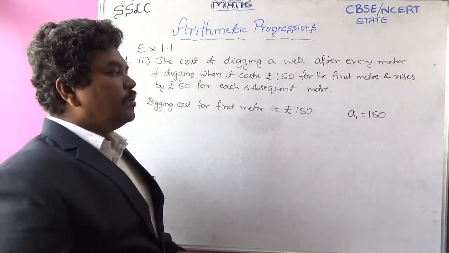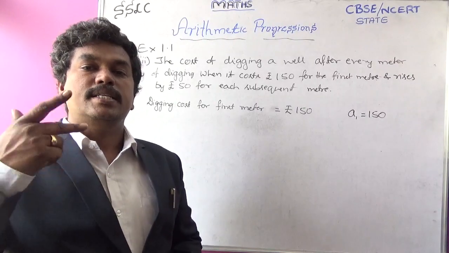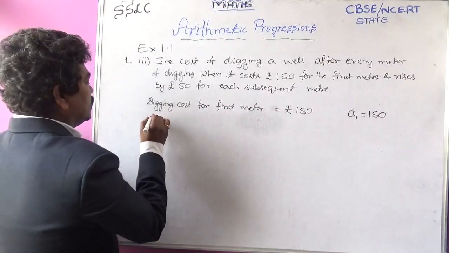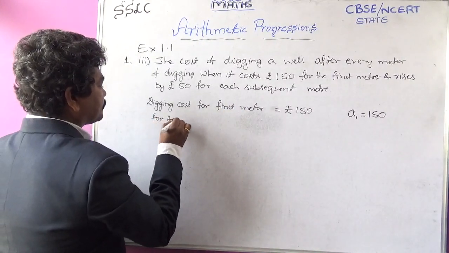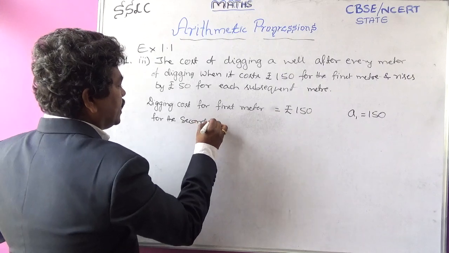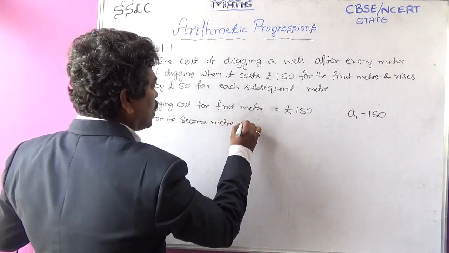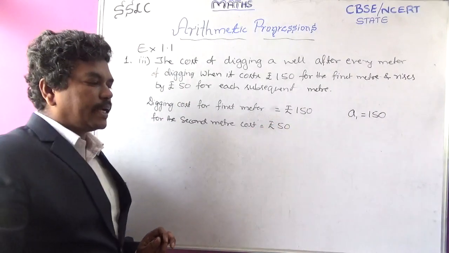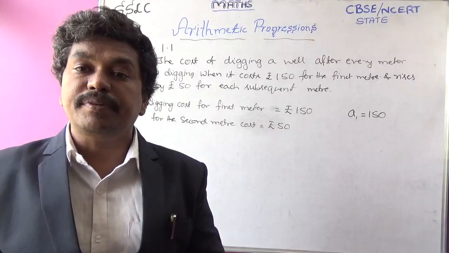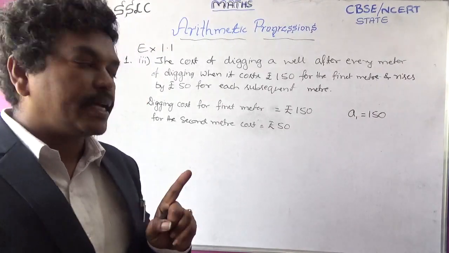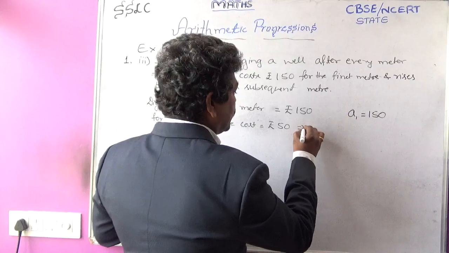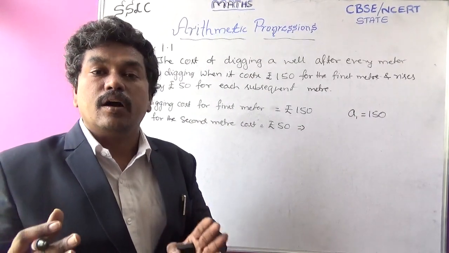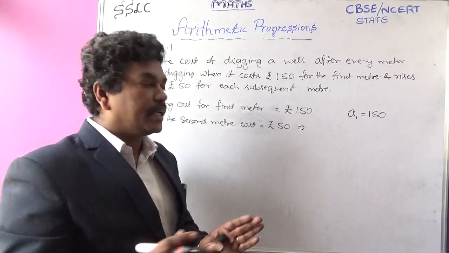So now we have to find out the cost for the second meter. For each meter it rises by rupees 50. So for the second meter, what is the cost here? Here we add rupees 50. At the end of the second meter, after digging the second meter, what is the cost they have given, what is the price for the digging cost?